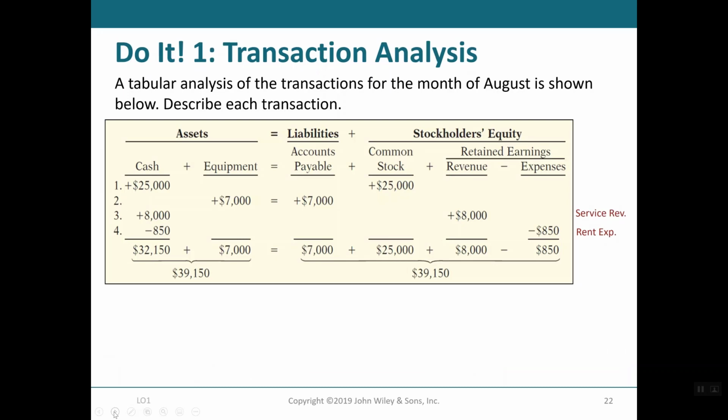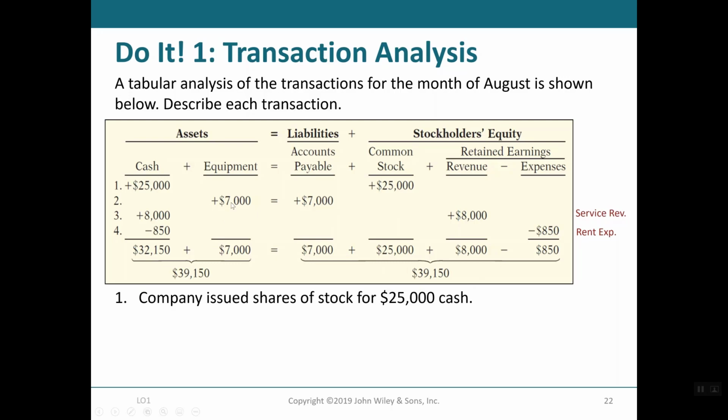All right, transaction analysis. So this is a table that you are being given and they want you to analyze it. They want you to look at it and imagine what would have happened. So a tabular analysis of transactions for the month of August is shown below. Describe each transaction. Okay, so we have our cash. So I'm seeing this number one to be an increase in cash and an increase in common stock. So it looks like there was common stock involved. Company issued shares of common stock for $25,000 cash.